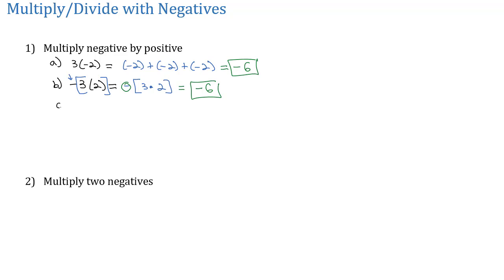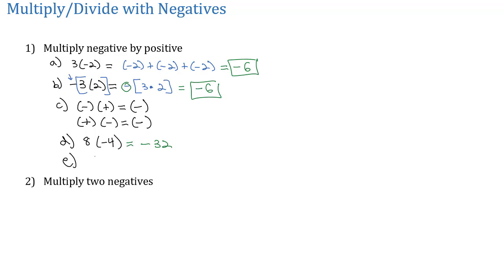In other words, as a pattern, what we see happening is if I have a negative times a positive, like in example B, we ended up with a negative result. Or if I had a positive times a negative, like in example A, we ended up with a negative result. That's going to be true regardless of the numbers. In other words, if I have 8 times negative 4, because I have a positive times a negative, one of each, the answer is negative, and 8 times 4 is 32.